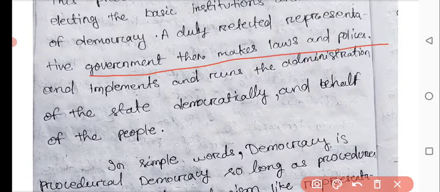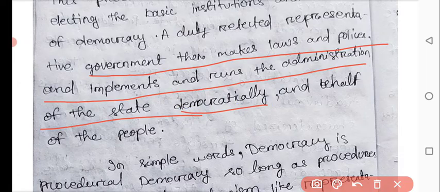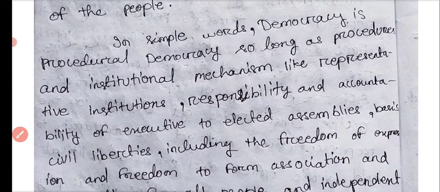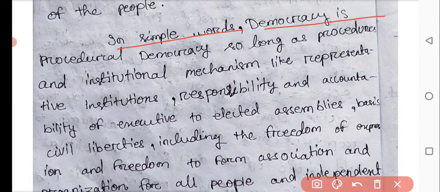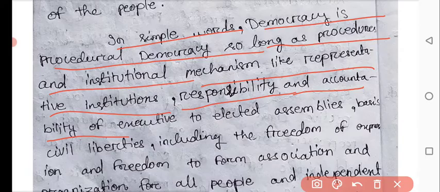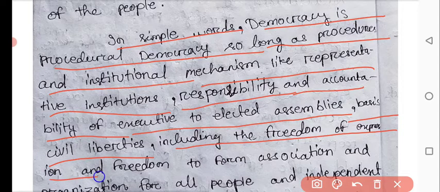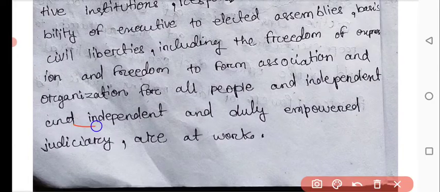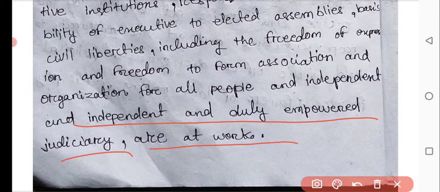The government then makes laws and policies, and implements and runs the administration of the state on behalf of the people. In simple words, a democracy is procedural so long as procedures and institutional mechanisms like representative institutions, responsibility and accountability of the executive to elected assemblies, basic civil liberties including freedom of expression and freedom of association, and an independent and duly empowered judiciary are at work.